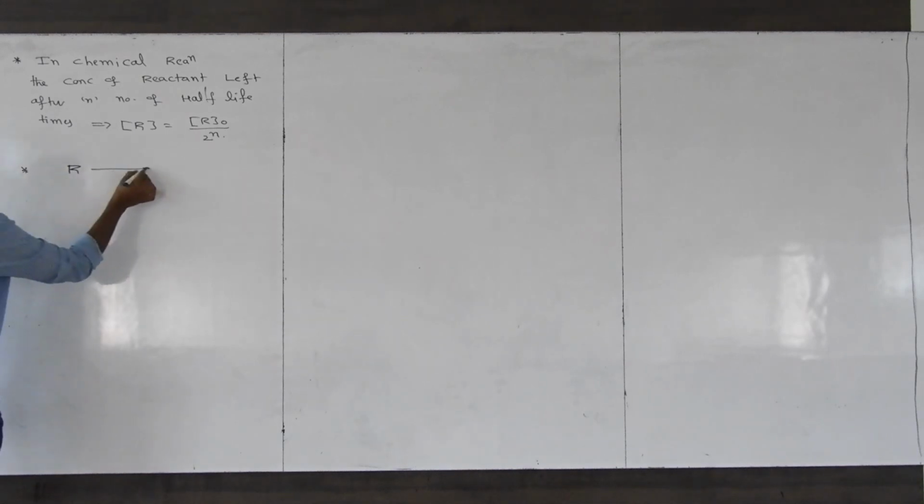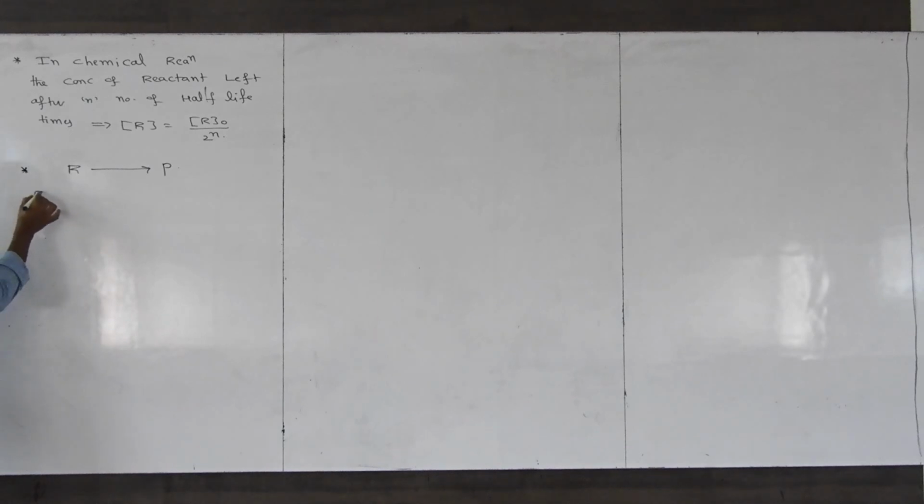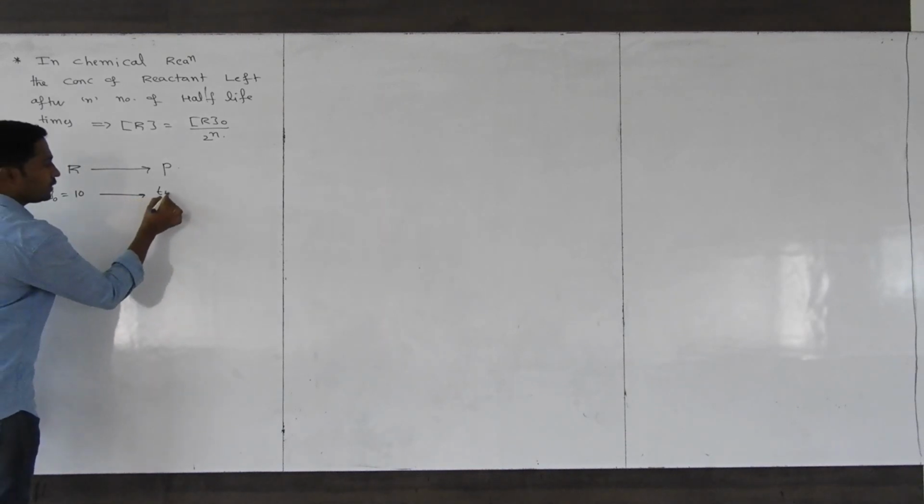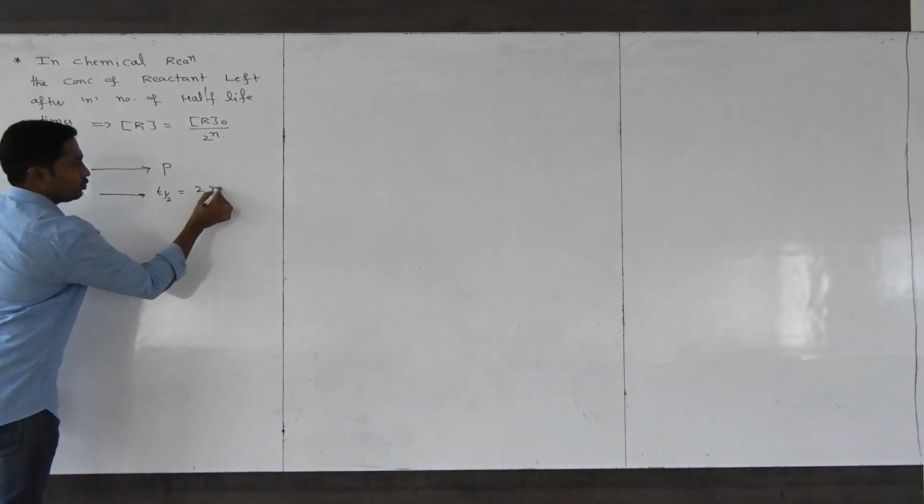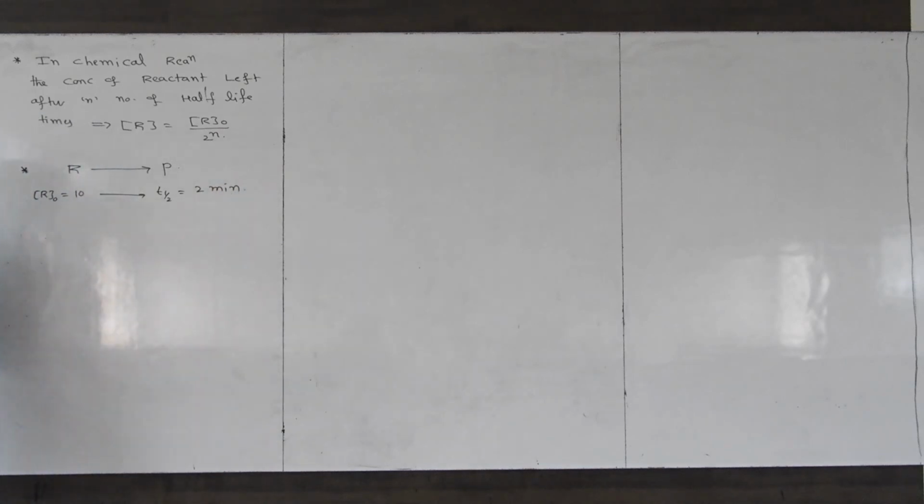Have a chemical reaction, reactants are converting into products. Suppose the initial concentration of the reactant is 10 molar, and the half lifetime is 2 minutes. What is the question? After 6 minutes duration, what is the concentration of the reactant? Whatever the order is, it does not matter to us.